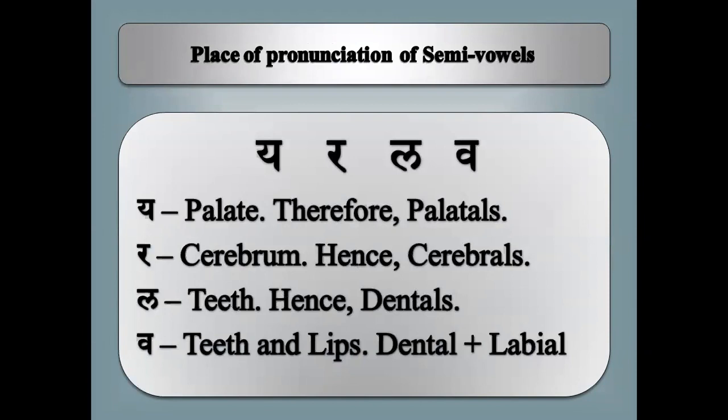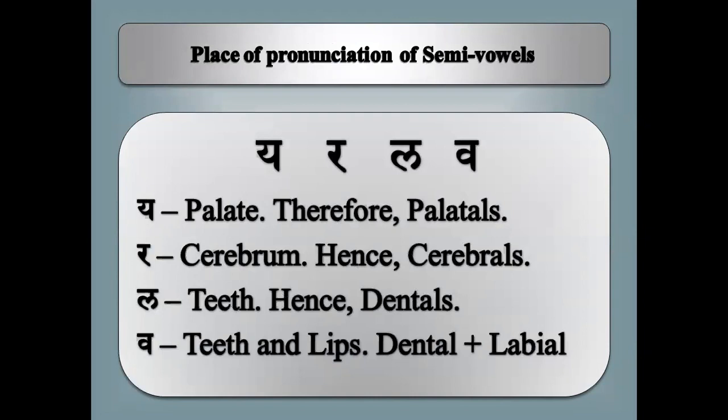And the next one, ra. Ra is cerebral, murdhanyaha. So what are the murdhanya letters in vowels? ṛ and ṝ. And in the class consonants, tavarga: ṭa, ṭha, ḍa, ḍha, ṇa. So ṛ, ṝ and tavarga and ra, they are murdhanya.